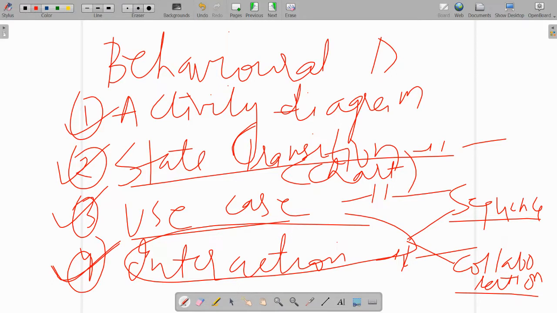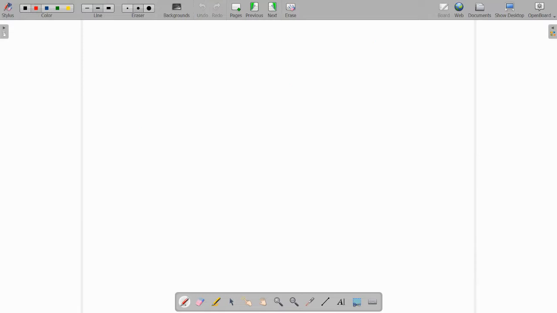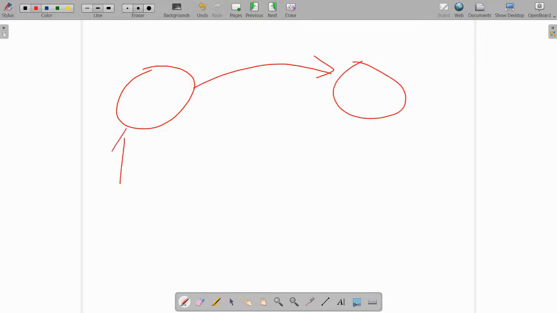When you talk about this state transition diagram, it describes the behavior of instances of a class in terms of states, transitions, and events. When you go from one state to another state because of some behavior or some environment change, whenever there is a transition, this is called a state transition. It is called a state transition diagram.